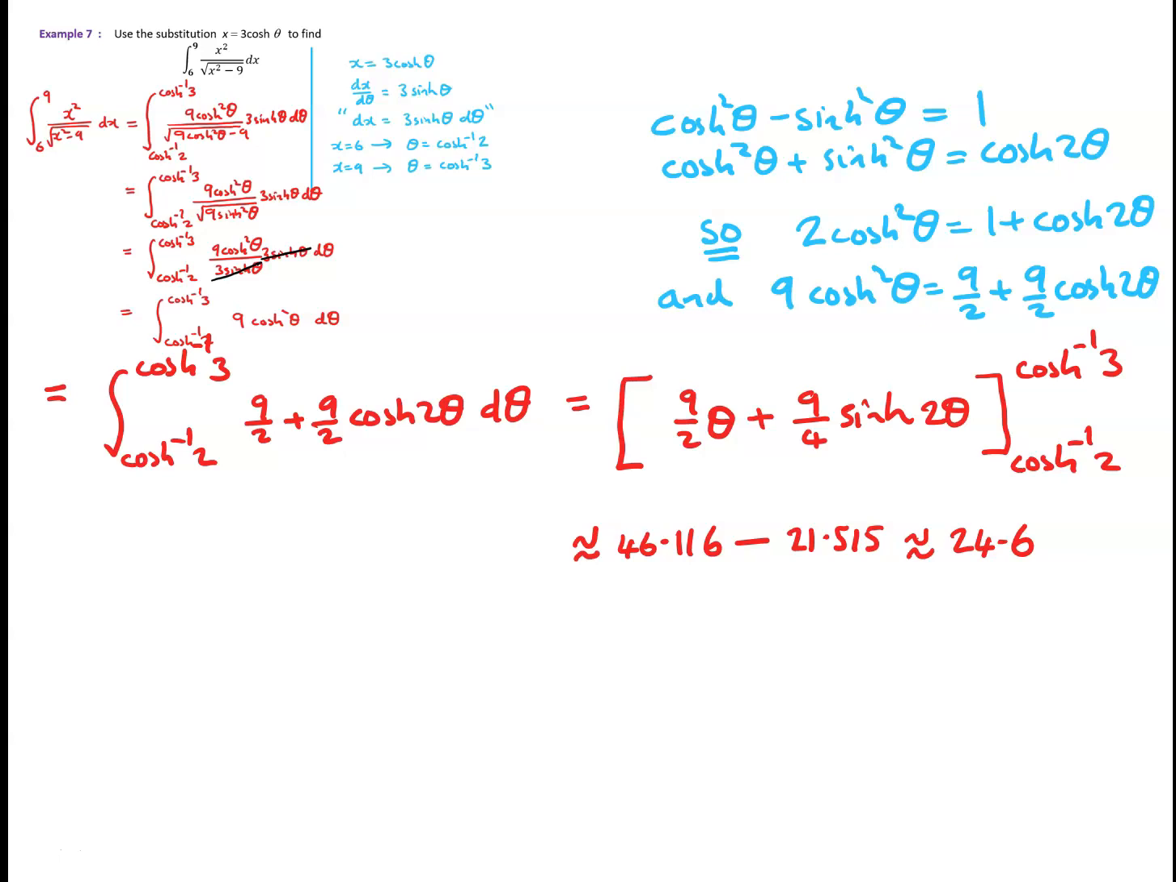So when theta is cosh to the minus 1 of 3, we get the value of 46.116 for 9 over 2 theta plus 9 over 4 sinh 2 theta. And when theta is cosh to the minus 1 of 2, the value of 9 over 2 theta plus 9 over 4 sinh 2 theta turns out to be 21.515. So the value of the integral is 24.6.